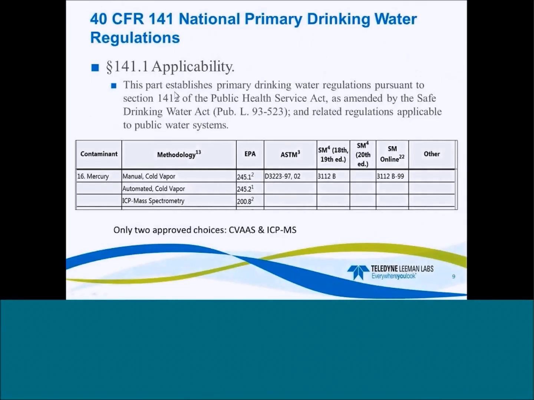So when you look at the drinking water regulations, they come from 40 CFR Part 141, the Code of Federal Regulations. And there are two methodologies that are allowed: either cold vapor atomic absorption, either manual or automated, or ICP mass spectrometry. There are no other allowed methodologies at this time.